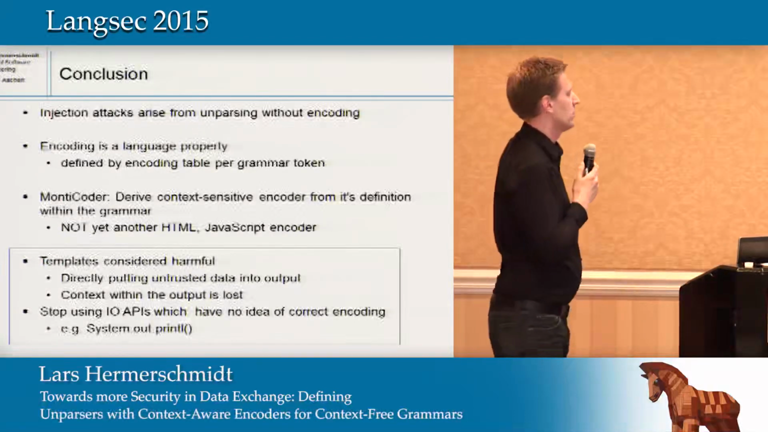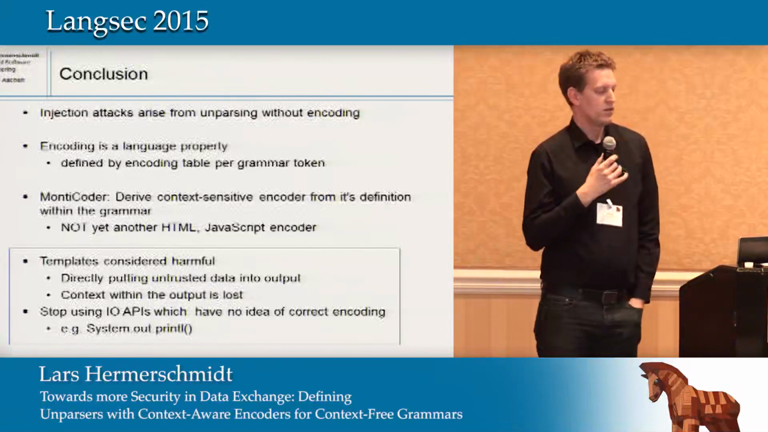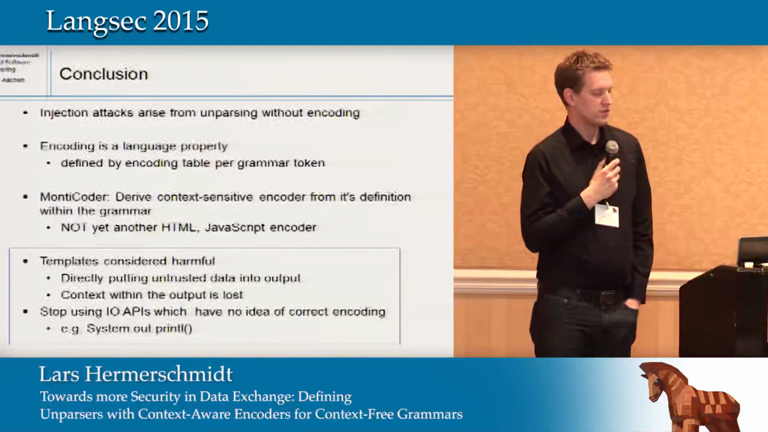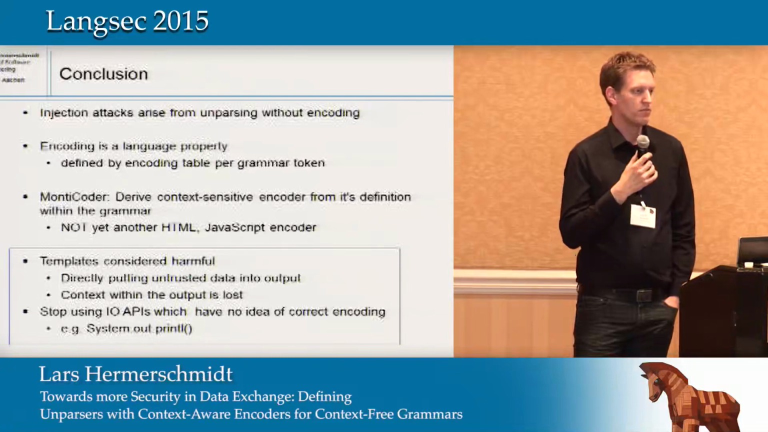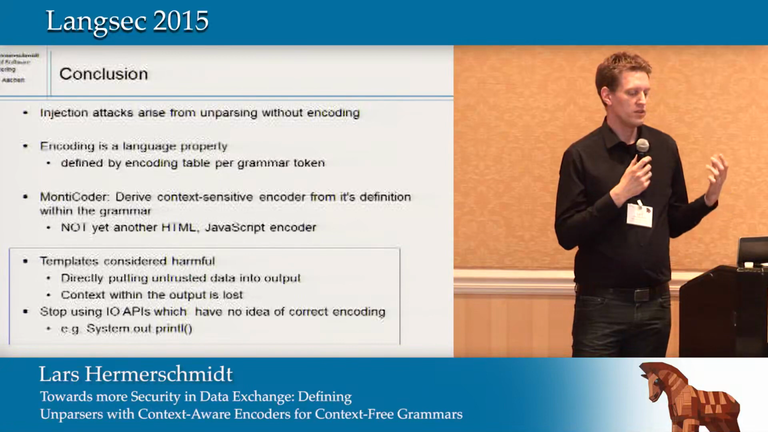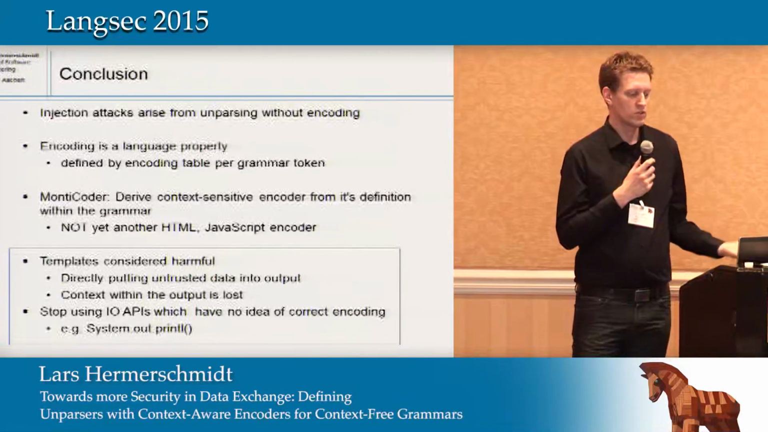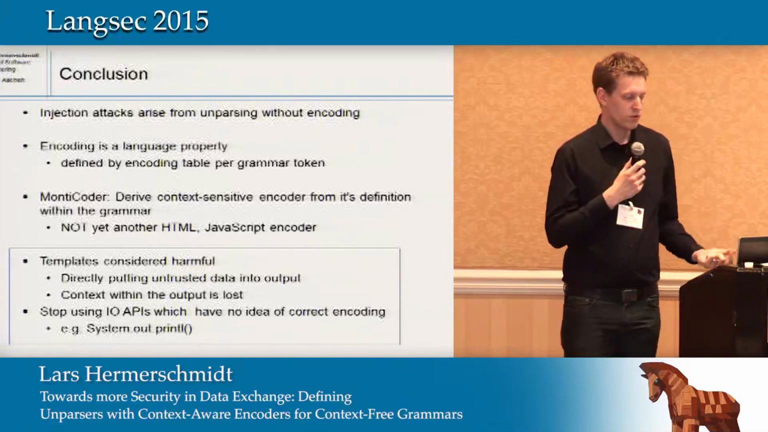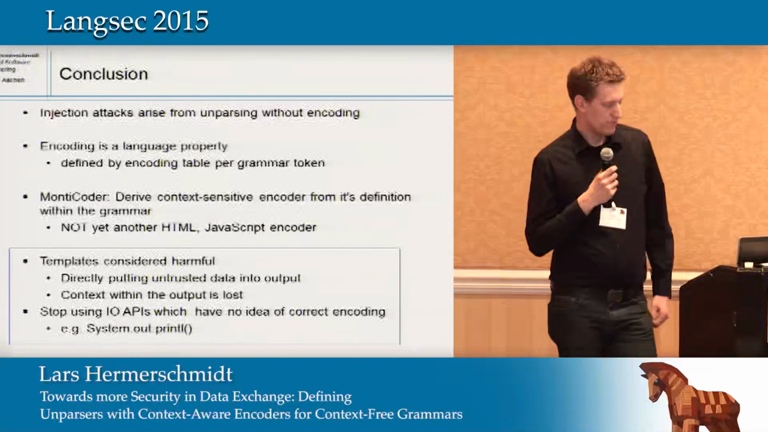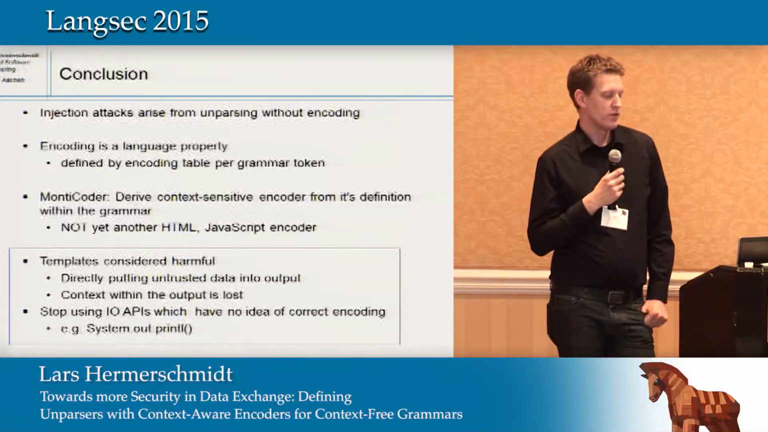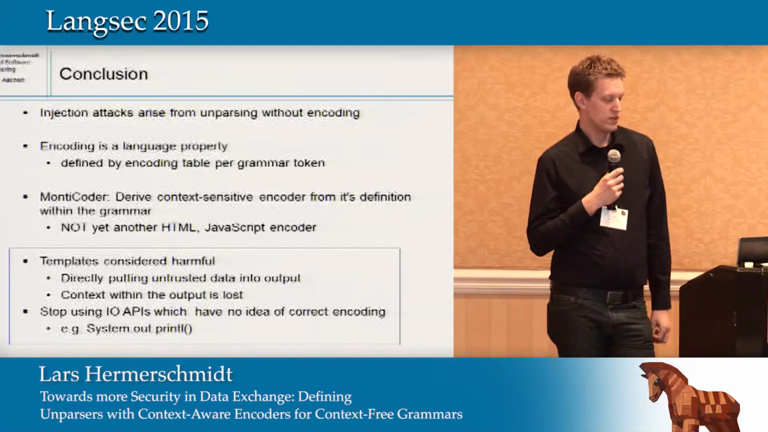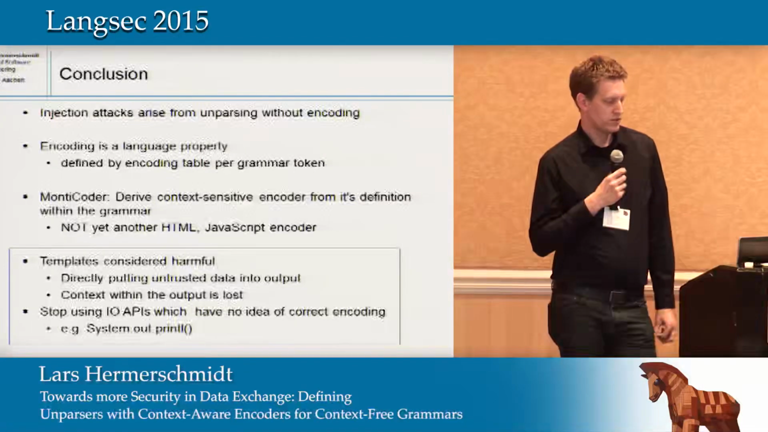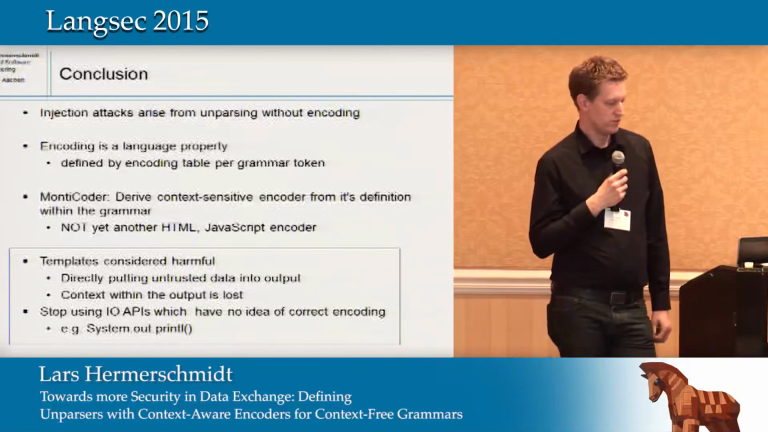So to conclude this, we took a look at injection attacks and saw that these injection attacks have their root cause in the unparsing process where there's no encoding taking place, and we solved this by putting the definition of encoding into the language definition, at the grammar token level. And then we derive from this grammar a generated encoder and decoder, which can then be used to parse and unparse these formats. And as I said, not yet another HTML encoder.